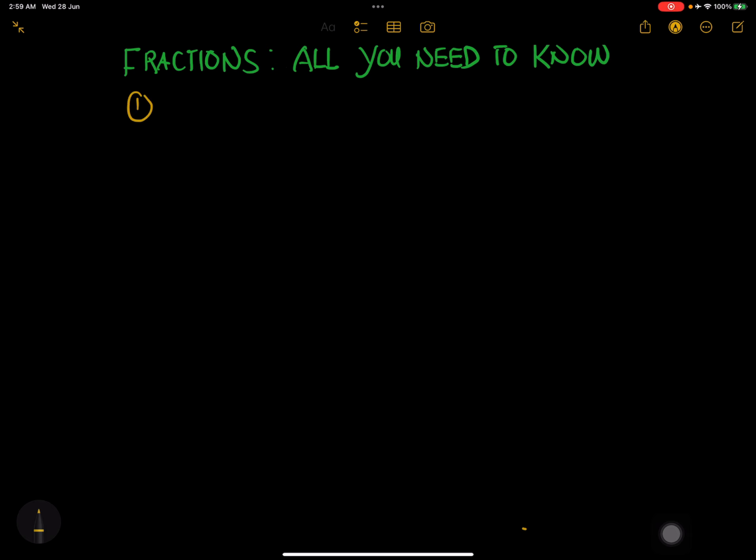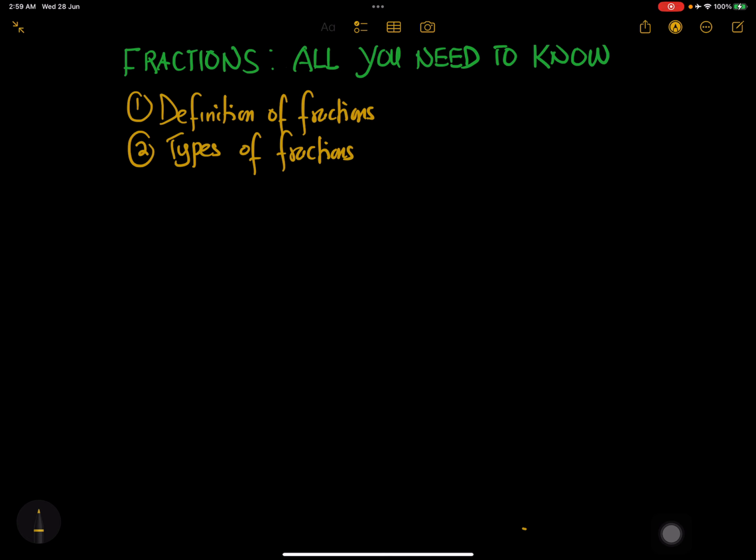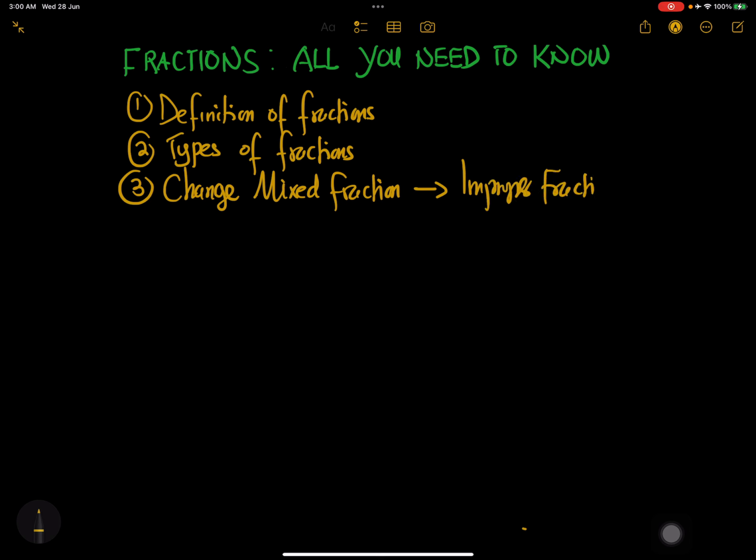The first one we're going to look at is the definition of fractions. The second thing we're going to look at is the types of fractions. Yes, there are different types of fractions. The third thing is how we can change a mixed fraction into an improper fraction. We'll get to know that in a little bit.